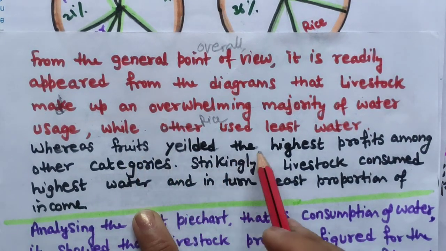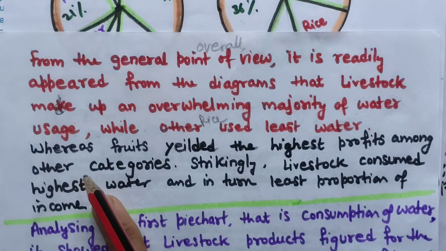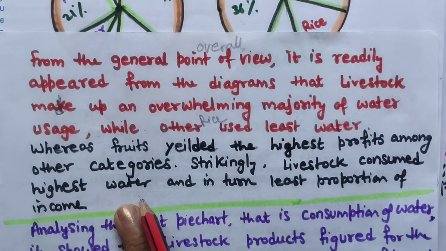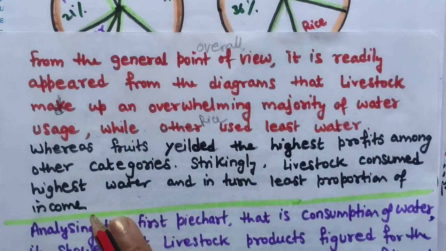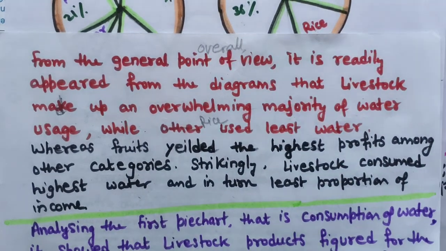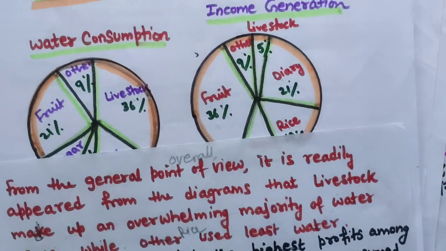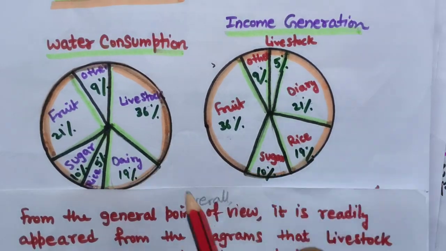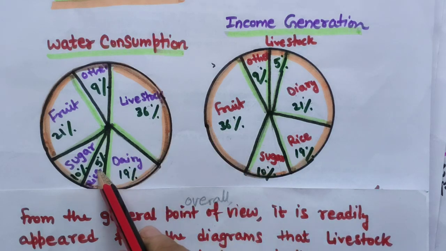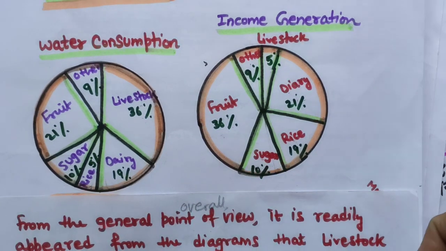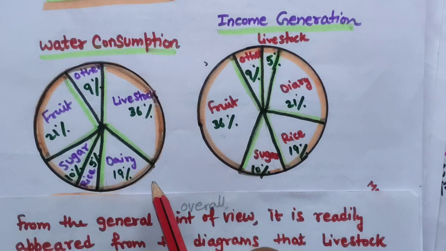Whereas fruits yielded the highest profits among other categories, strikingly livestock consumed the highest water and in turn gave the least proportion of income. Okay, so this is the overall paragraph. See this, in simple language I have explained it to you. These are two pie graphs, the highest here, and the least you can also talk about. Okay, now how to write the body detail paragraph, that's more important.